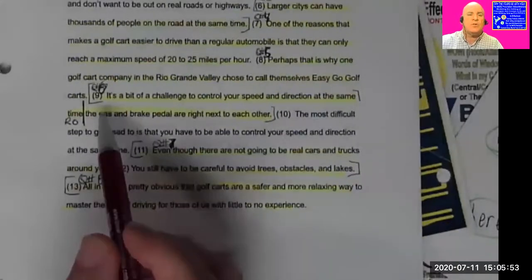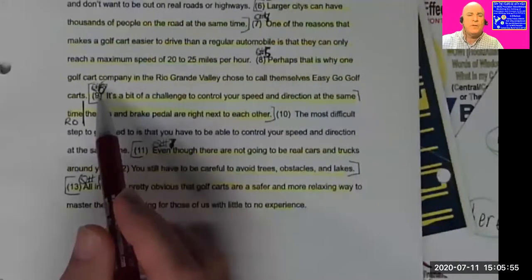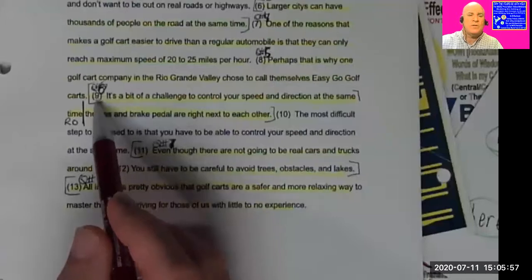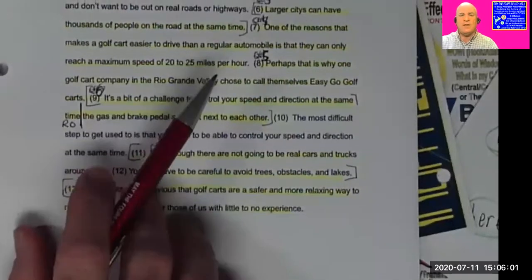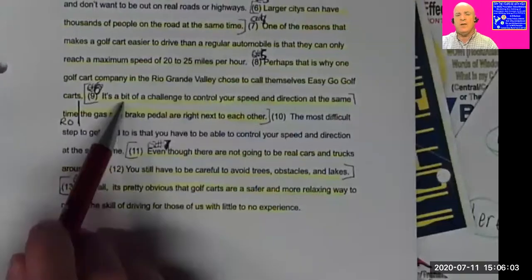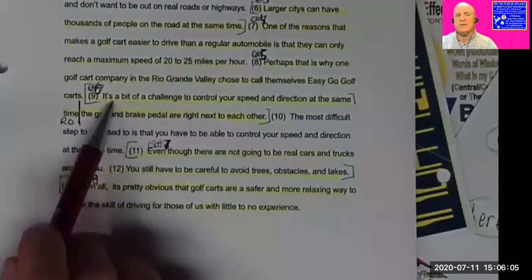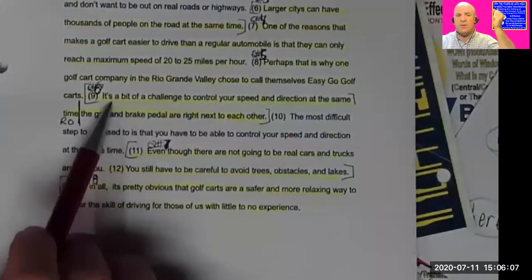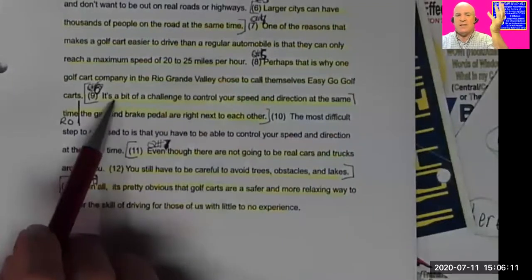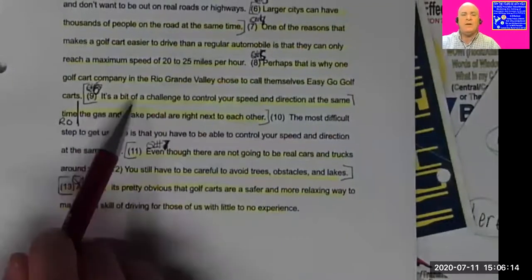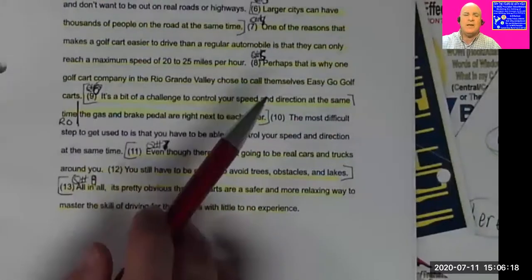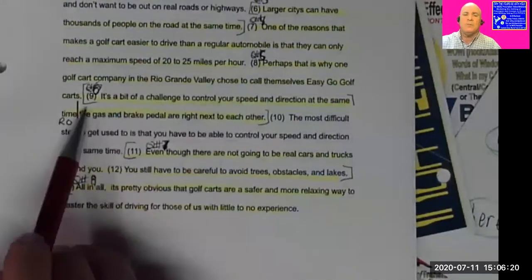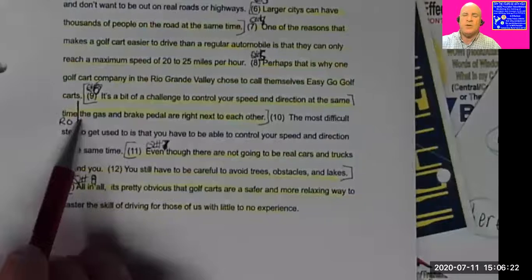Question number 6 is about sentence number 9. Okay, watch me in the corner of the video for a second, and then we'll do it again so you can watch the sentence. Capital, It's, apostrophe S, a bit of a challenge to control your speed and direction at the same time. My brain made me pause right there.